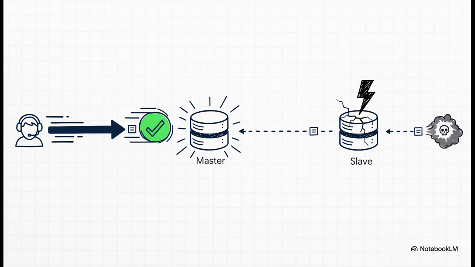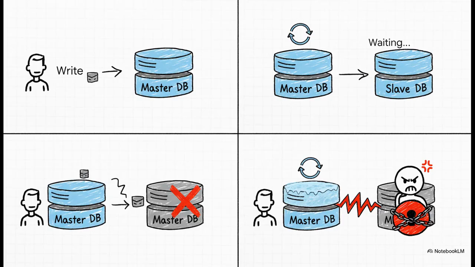First up, we've got asynchronous mode. In this world, the master gets a write, immediately tells the user, "Yep, we're good," and then sends the update to the slave whenever it gets around to it. It is blazing fast, the fastest method possible. But if that master server crashes in those few moments between saying success and actually sending the log update, that data is just gone, poof, vanished into thin air forever.